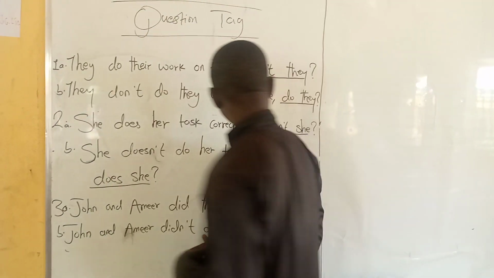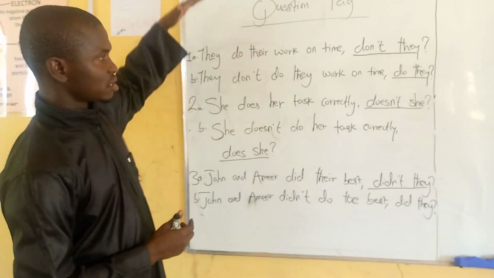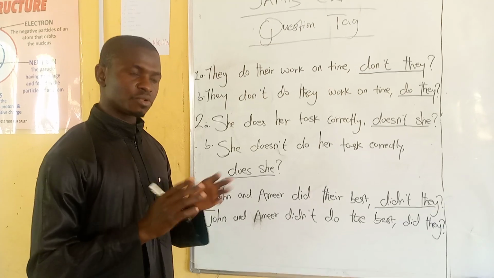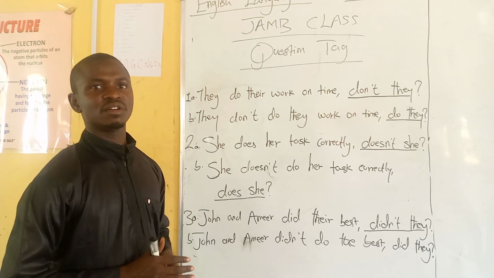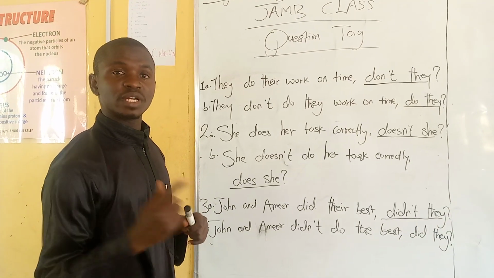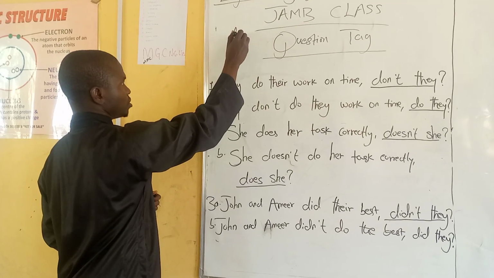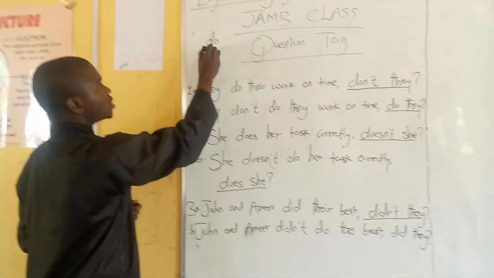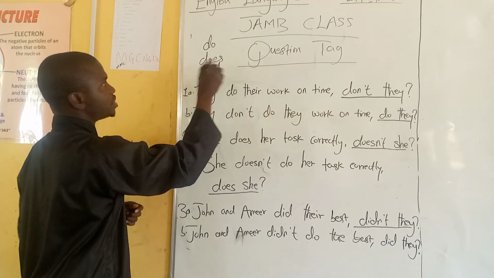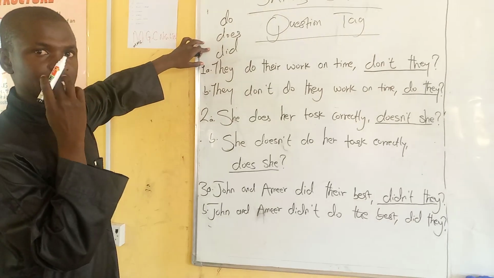We are going to talk about question tags in respect of action. Thus, there is no reference to any particular question from the JAMB series. Now, the verbs under consideration for the question tag are these: do, does, and did. Do, does, and did.